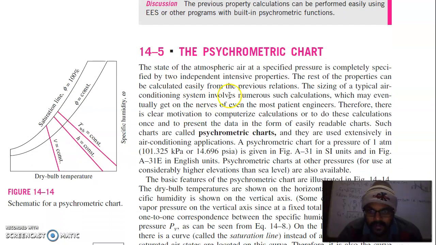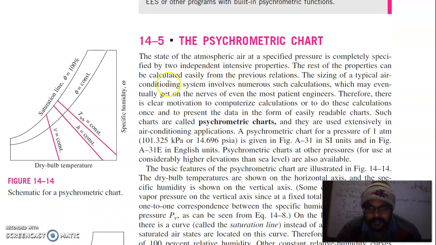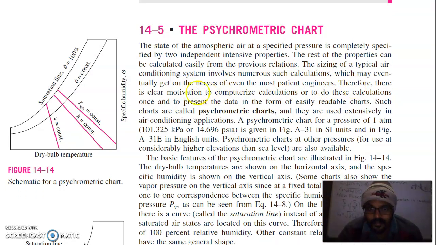The state of atmospheric air at a specified pressure is completely specified by two independent intensive properties. The rest of the properties can be calculated easily from the previous calculations. The sizing of a typical air conditioning system involves numerous such calculations, which may eventually get on the nerves of even the most patient engineer. Therefore, there is a clear motivation to computerize these calculations, or to do them once and present the data in the form of easily readable charts. Such charts are called psychrometric charts.